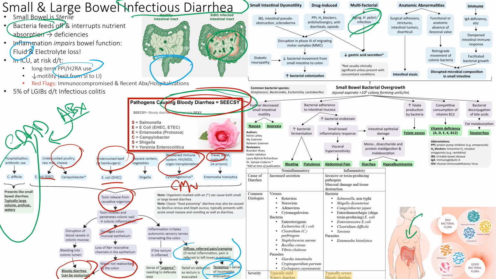Those are the ones with PPI and H2RA use, so histamine blockers for the gut itself, for the gastrum itself. And why would that put them at risk for diarrhea? If they're on PPIs, I thought PPIs got rid of H. pylori. It does, right, it gets rid of H. pylori, but then you just made the gastrum more alkaline, and now C. diff can take hold, right?